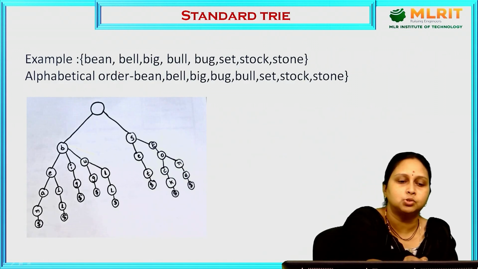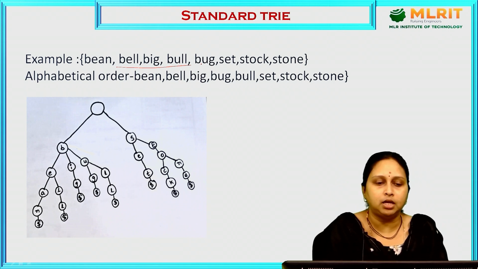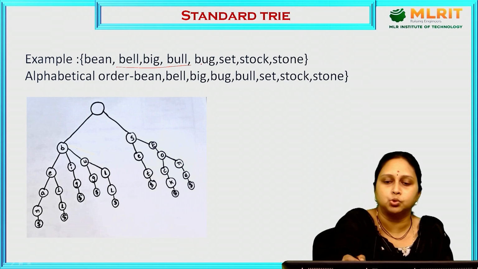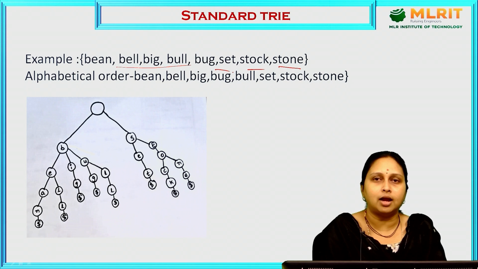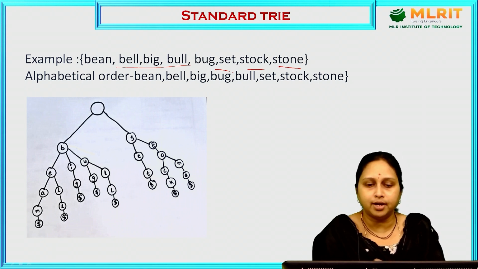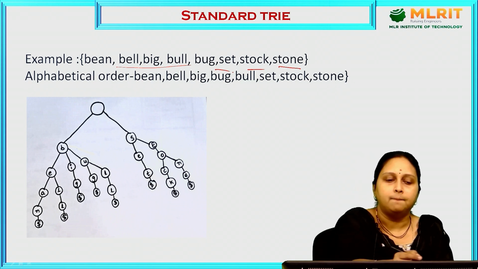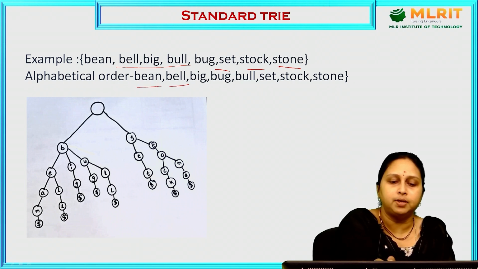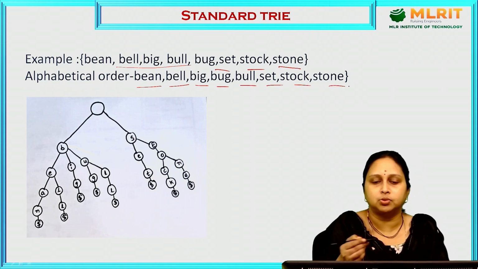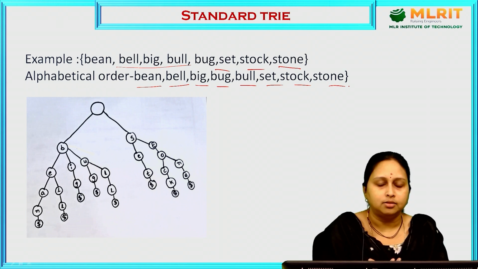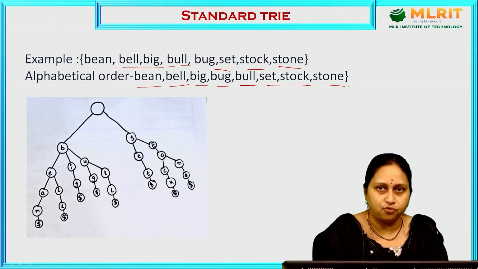Here you have been given the strings bean, bell, big, bull and bug, set, stock and stone. These are the strings that were given. First, whatever the strings that were given, write them in alphabetical order. I told you, right? If you need to check, the ASCII values, based on that we need to represent, right? Based on the alphabetical order, you are going to get bean, bell, big, bug, bull, set, stock and stone. Now try to construct the standard trie for it, right?